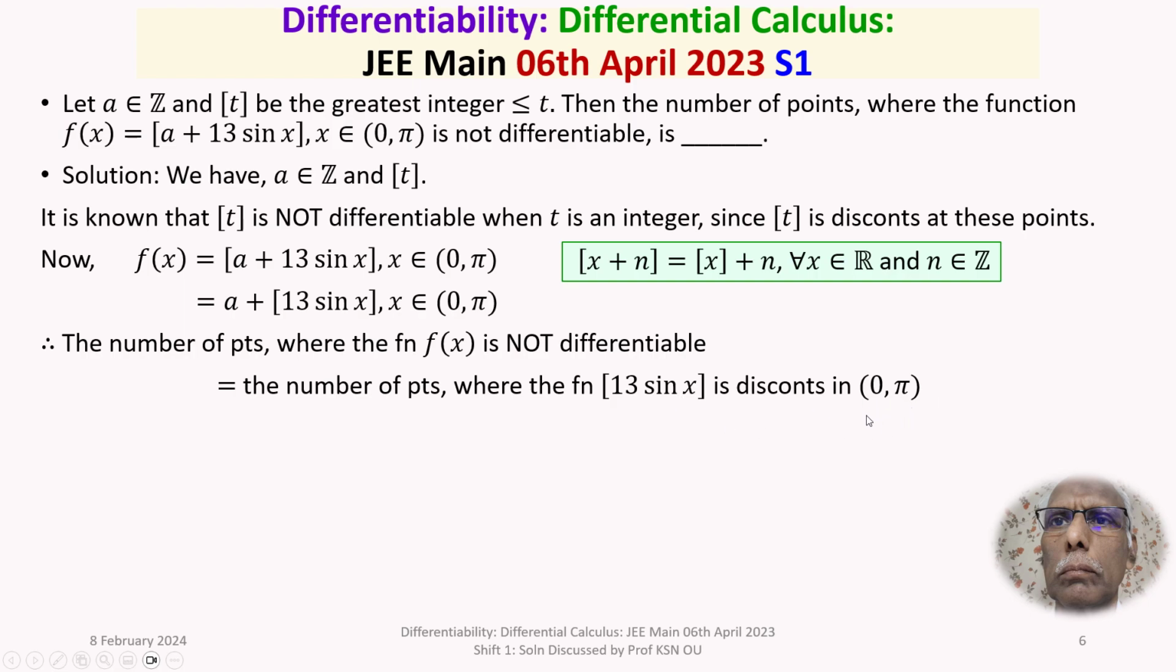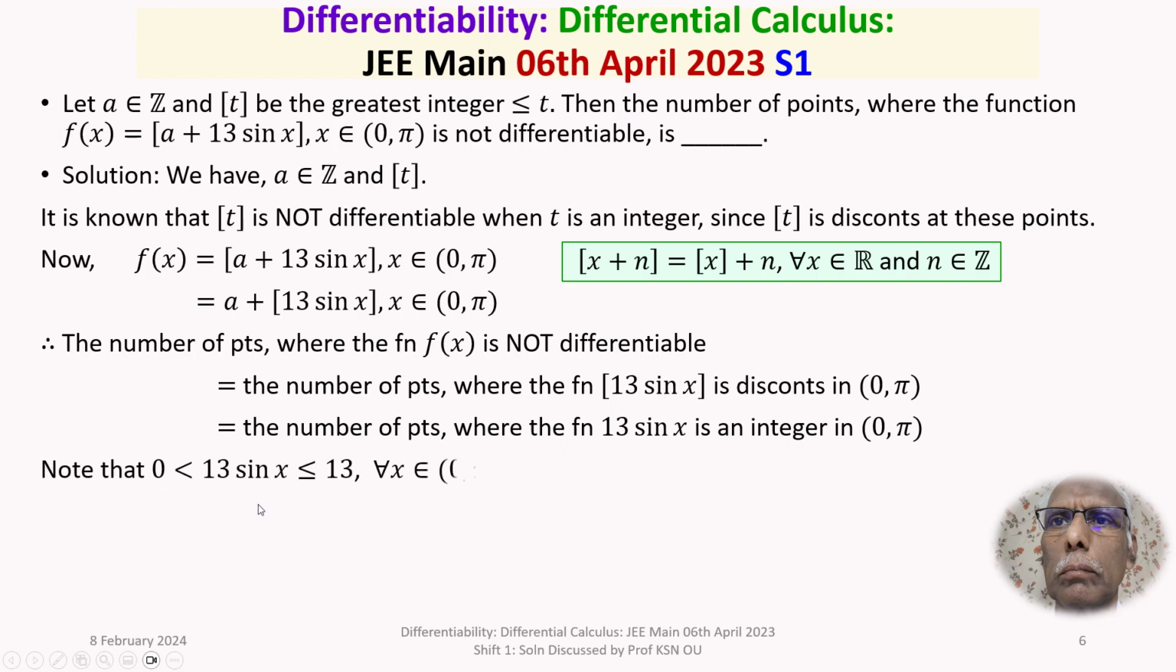When is this discontinuous? When 13 sin x takes integer values. So that means the number of points where 13 sin x is an integer in the interval (0, pi). So you have to count the number of points where 13 sin x takes an integer value in the interval (0, pi). Agreed. So now note that 13 sin x takes values in the interval (0, 13], open at 0 and closed at 13.